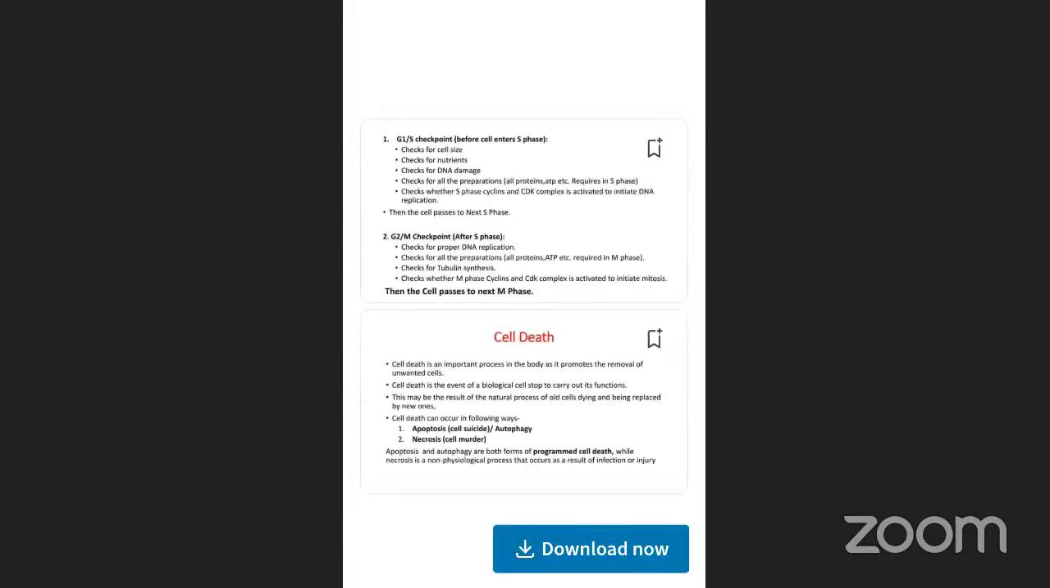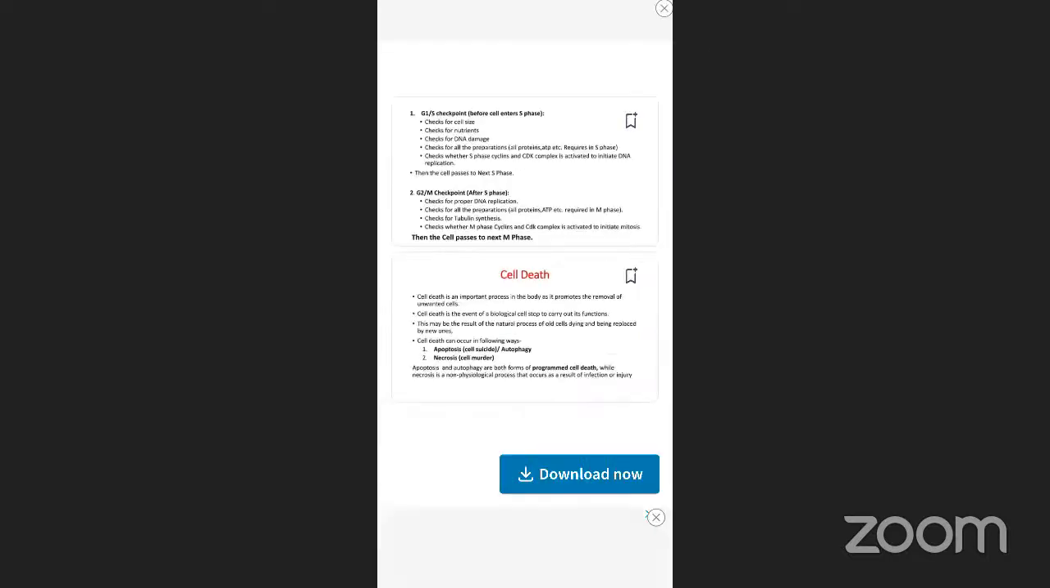Okay, next one, the G2 checkpoint, after S phase and before M phase. It checks the DNA replication preparation, checks that all the proteins and ATP required for the M phase are prepared, and checks for tubulin synthesis. It also checks whether the M phase cyclins and the CDK complex related to the initiation of mitosis are present. Then the cell passes to the next phase, the M phase.